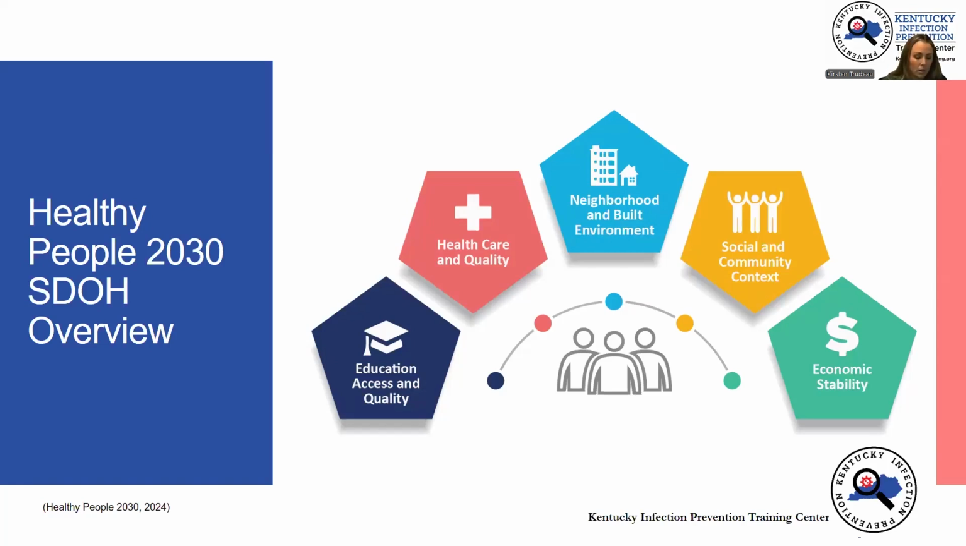For healthcare and quality, about 10% of Americans do not have health insurance, making them less likely to receive their primary care, those preventative screenings, and then, of course, medications that they might need. So the goal for Healthy People 2030 here is really to increase the access to comprehensive, high-quality healthcare services.